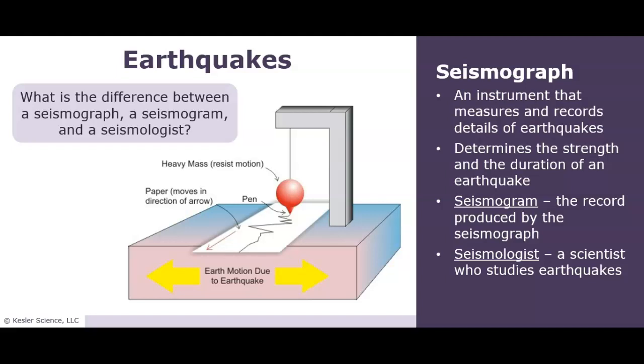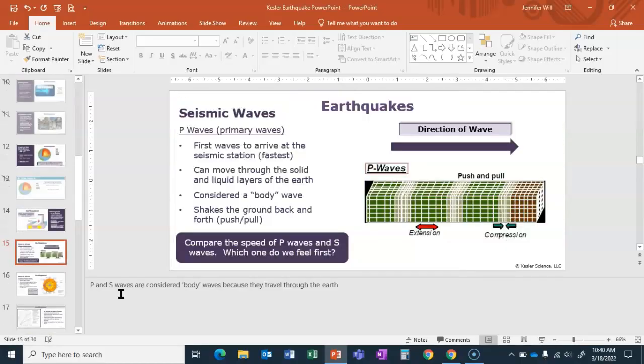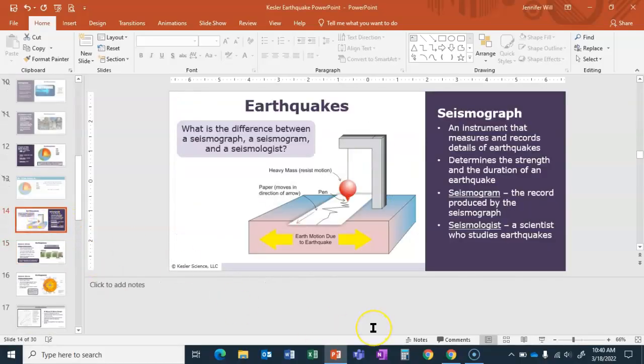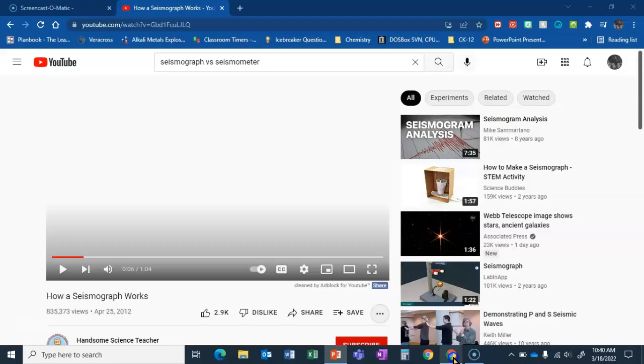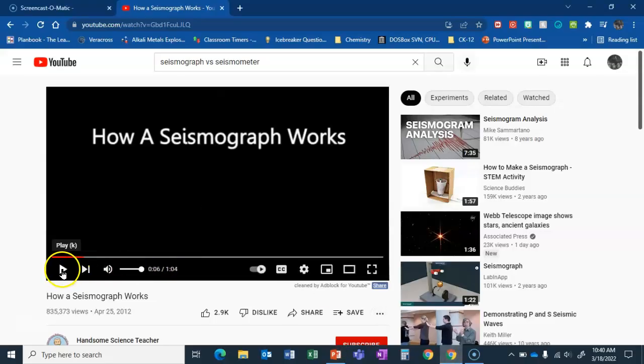We're going to take a look at 3 words that sound an awful lot alike. One is seismograph, one is seismogram, and one is seismologist. We're going to talk about the difference between them. To help us do that, we're going to use a video. We will come back to this slide in just a couple of minutes, so don't panic if you didn't get that filled in.